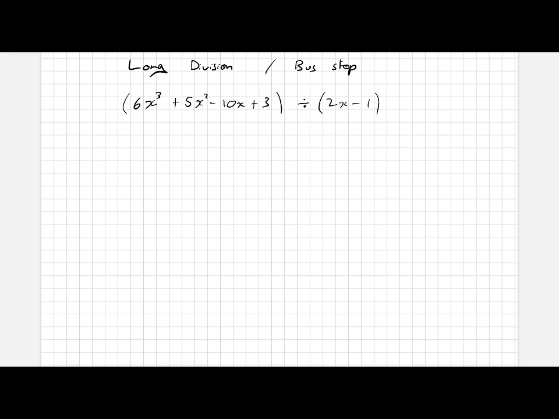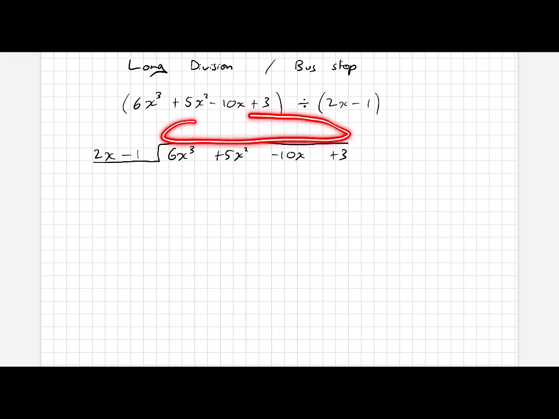Firstly, I'm going to set this up. I'll start with my divisor, which is 2x minus 1. Then I'm going to write out the polynomial in full: 6x cubed plus 5x squared minus 10x plus 3. Then I'm going to build my bus stop, and my answer is going to sit up on top here when I'm finished.